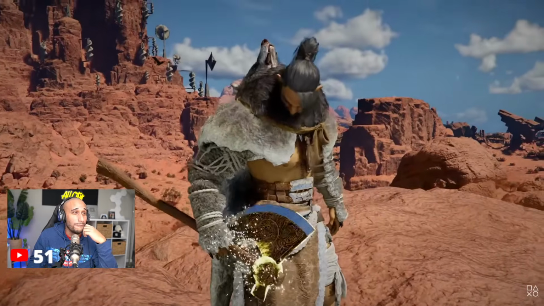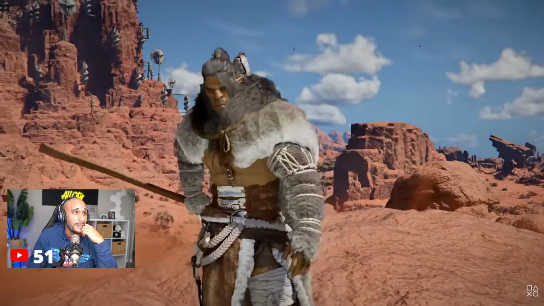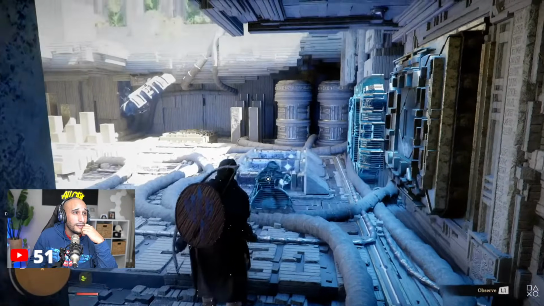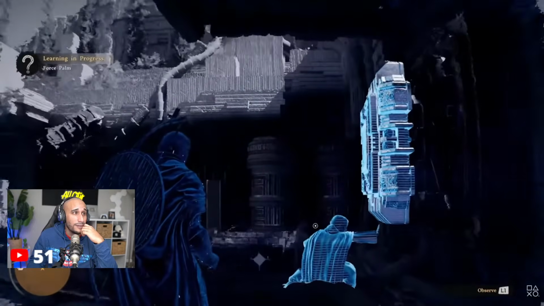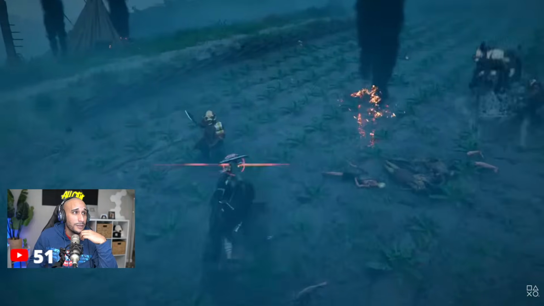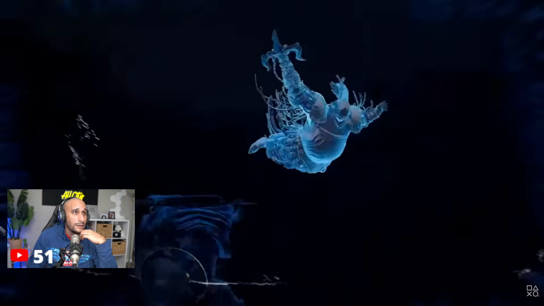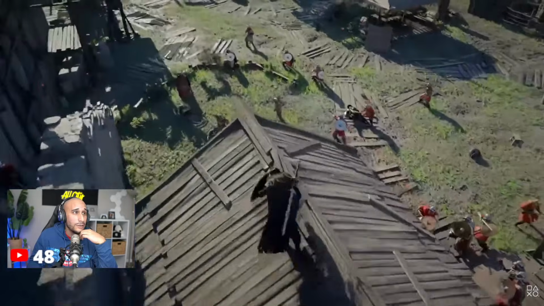Skills and upgrades cannot be obtained through artifacts alone and must be observed firsthand out in the world. Nice, I like that. That's definitely like Assassin's Creed, the observation type of thing. Oh, look at the little slow motion.